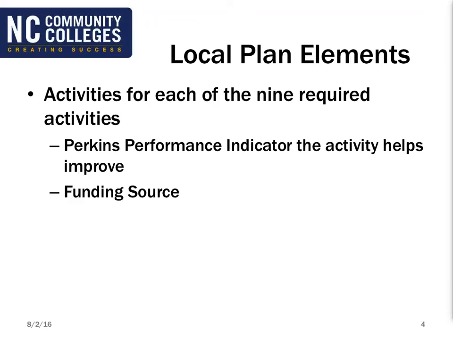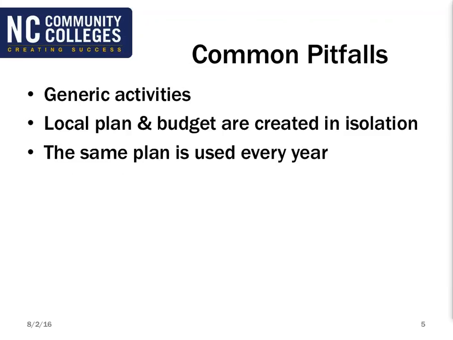You also, in your local plan document, which we'll show you in a second, will have to identify what performance indicator or indicators the activity will improve. Those are the elements that you'll see in our local plan. Just be sure you address all 9 activities, and as Julia said, you don't have to fund them through Perkins, but all 9 activities must be addressed and the funding source must be attached to that activity.